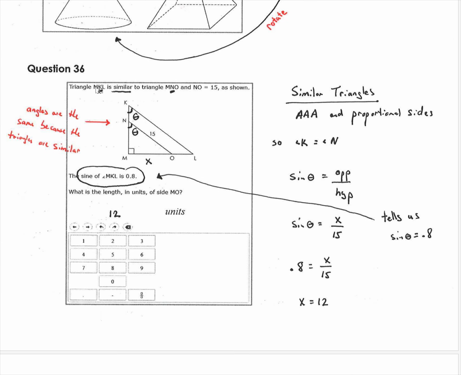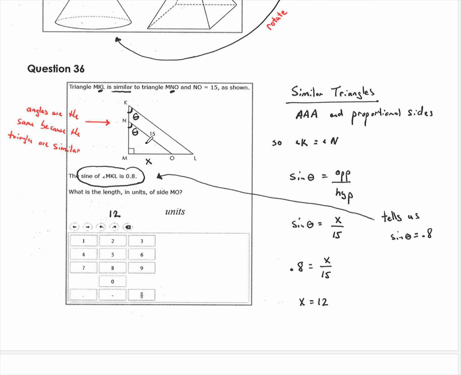Okay, triangle MKL is similar to triangle MNO. Just remember, if they're similar, that means that they have the same 3 angles and the sides are proportional. We also know that it matches up, so K matches up with N. So angle K and angle N are the same, which is why I labeled them the same. If you know the sine of angle MKL, which is really just angle K, is 0.8, then you know the sine of angle N is 0.8.